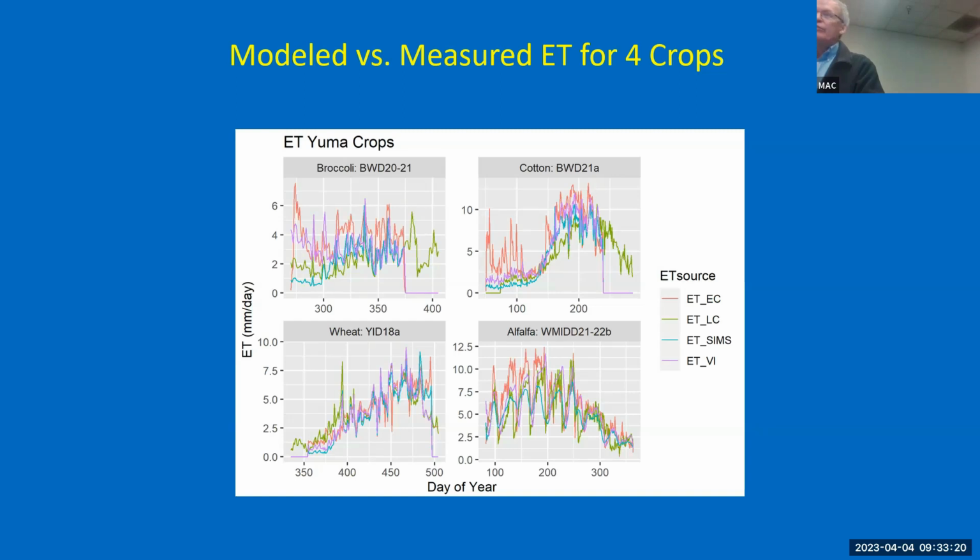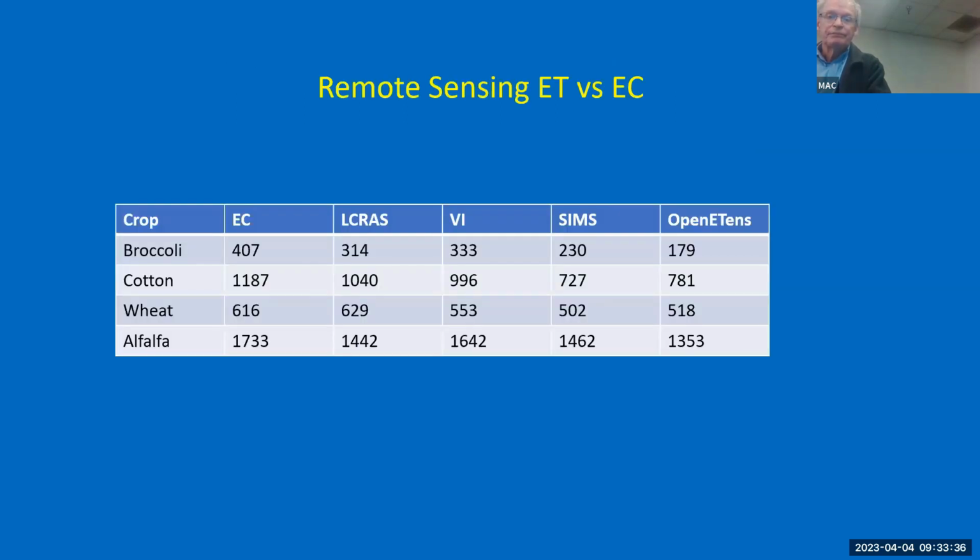And they also fail when they don't account for the length of the season. In the upper right, cotton, for example, the models keep telling you that there's water used when in fact conventional practice shows that the crop is ended. We've looked at quite a few model estimates of ET versus what the eddy covariance shows.